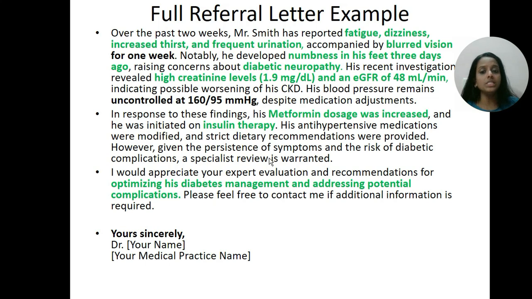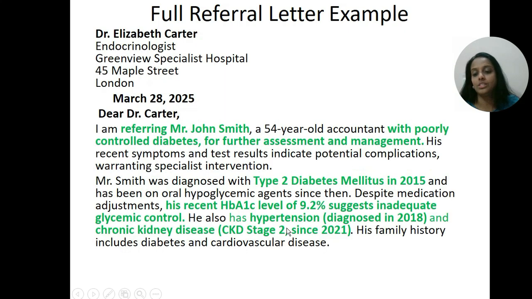However, given the persistence of symptoms and the risk of diabetic complications, a specialist review is warranted. I would appreciate your expert evaluation and recommendations for optimizing his diabetes management and addressing potential complications. Please feel free to contact me if additional information is required. Yours sincerely, and you can put your name, and if you have any medical practice, you can put it too.